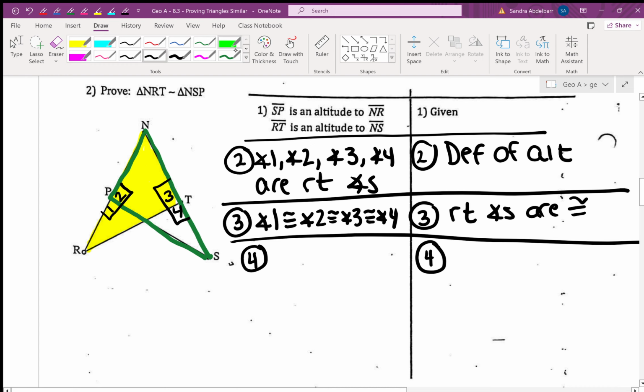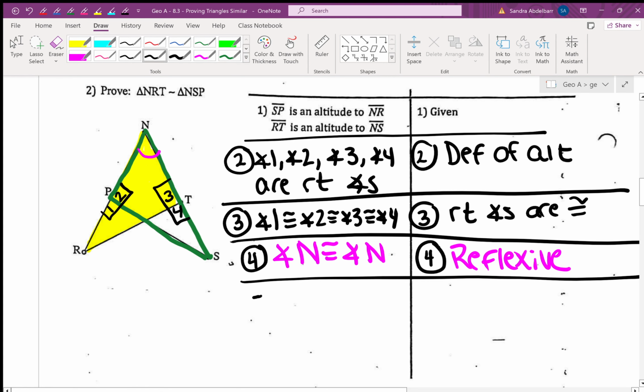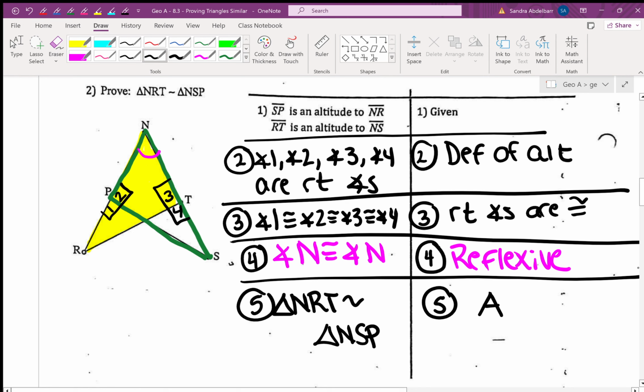Max? They share the same angle N. You got it. Look at that angle N in the yellow triangle. Isn't it the same exact angle N in the green triangle? So that's reflexive. So I can now say angle N is congruent to angle N, reflexive. And then we can say that our triangles are similar. So triangle NRT is similar to triangle NSP, and our reason is AA, angle, angle.